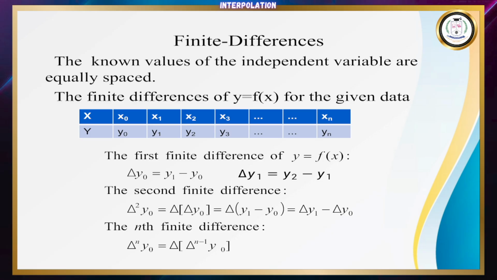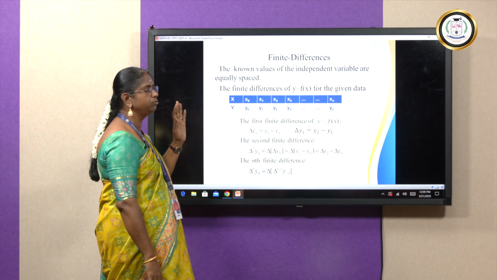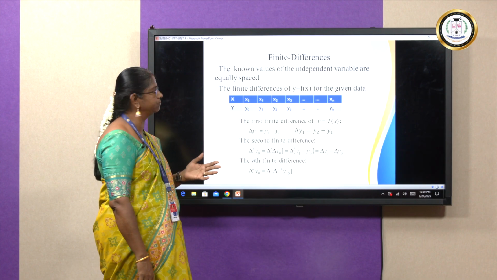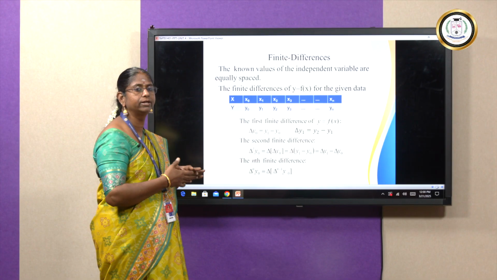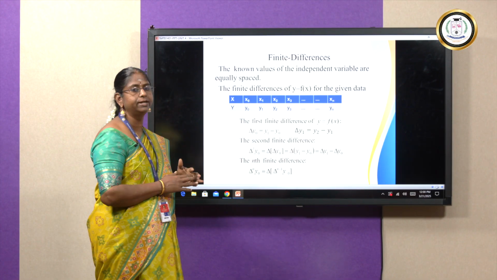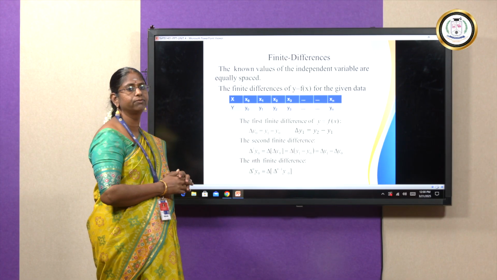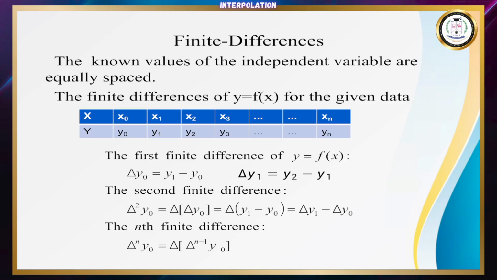So that is given in the next. So what is the finite difference? The known values of the independent variable, that is your x values, are equally spaced. That means my x values are given in equal intervals. I may define the differences, that is finite differences. So the finite difference of y equal to f of x for the given data, where the data are given in the table like this.